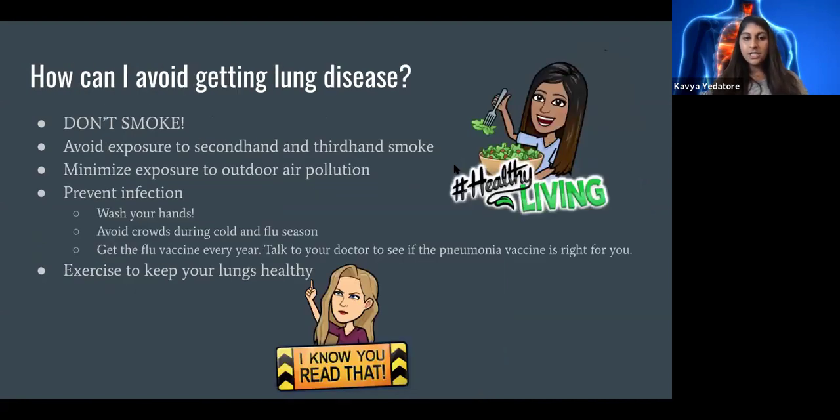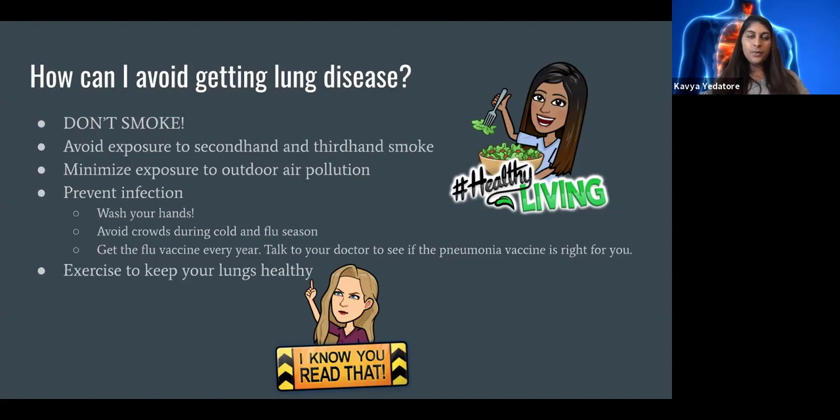And then how can you avoid getting lung disease? The first thing would be don't smoke. And if you do smoke, or you know someone who smokes, try to get them to quit or try to quit. And there's a lot of resources online that can help with quitting smoking. You can try a nicotine patch, or nicotine gum, and it kind of weans you off. You want to minimize your exposure to outdoor air pollution.